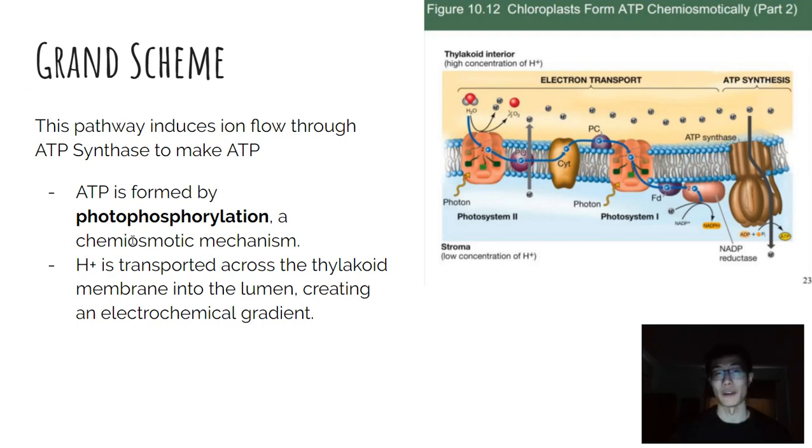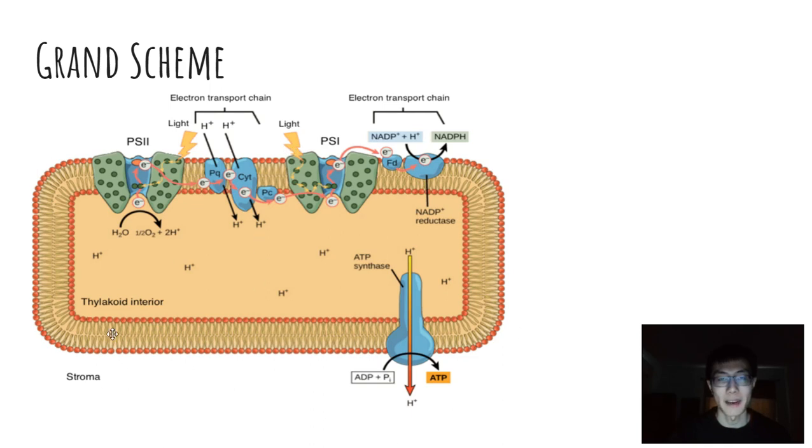Now, this pathway induces ion flow through the ATP synthase to make ATP. That's pretty straightforward, but ATP itself is formed here by photophosphorylation, which is a chemiosmotic mechanism, which should make sense. And H plus is transported across the thylakoid membrane into the lumen, creating an electrochemical gradient. So that's pretty straightforward, and it should make a good amount of sense to you. So here's the grand scheme of it and how it's working. So we have the thylakoid, we have the interior, and we have the stroma here.